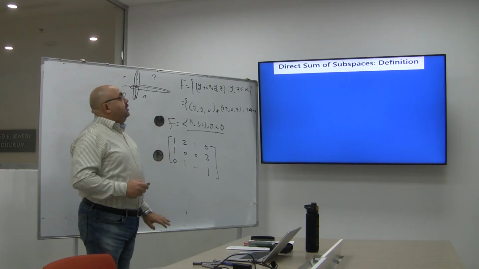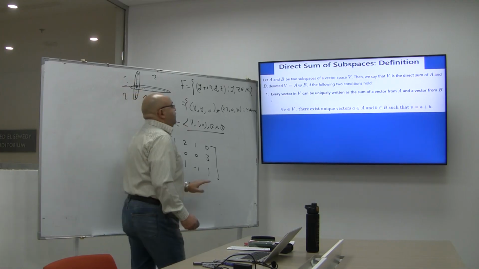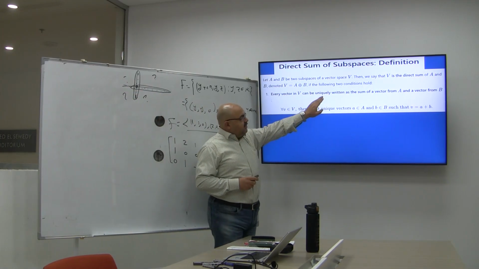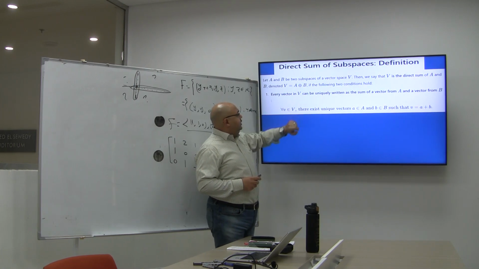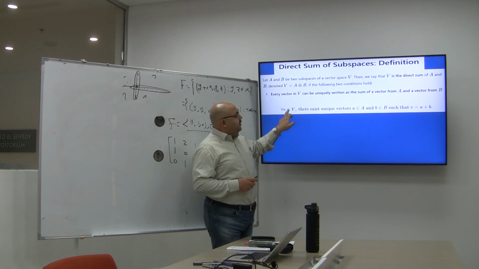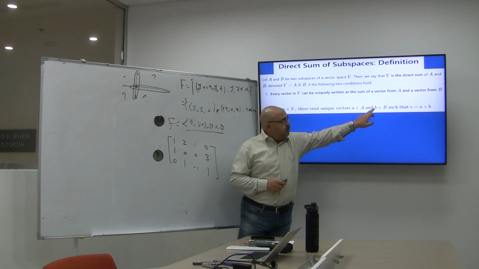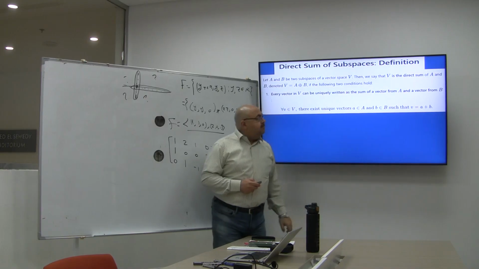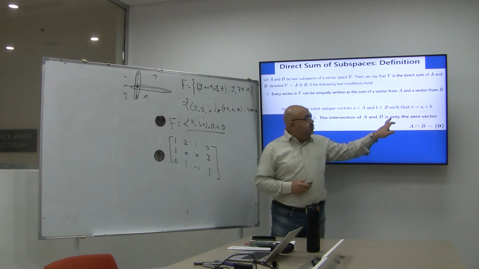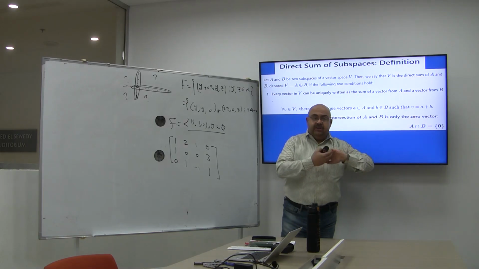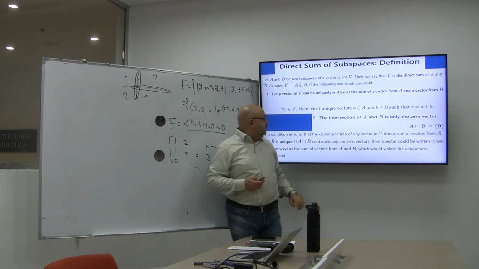Direct sum of subspaces definitions. That's the specific definition: every vector in V can be uniquely written as the sum of a vector in A and a vector in B. That's the symbolization of the direct sum. For every V belonging to V, there exist unique vectors A belonging to subspace A and B belonging to subspace B, such that V can be composed as A plus B. The intersection of A and B is only the zero vector. So there are no other common vectors between these two subvector spaces.